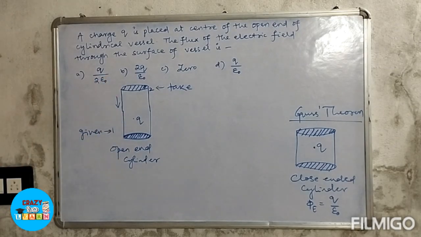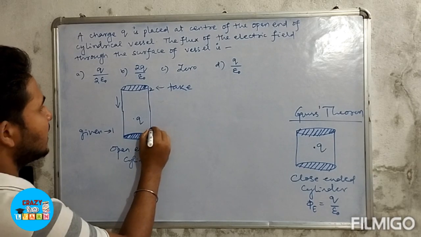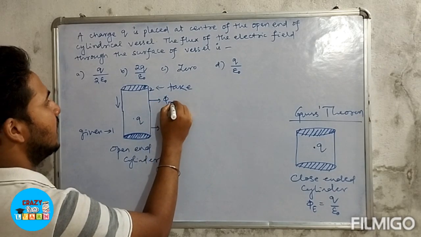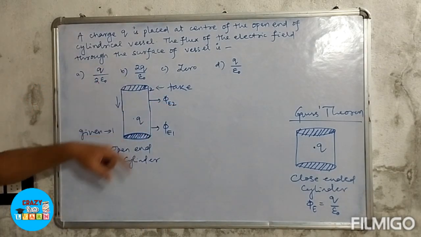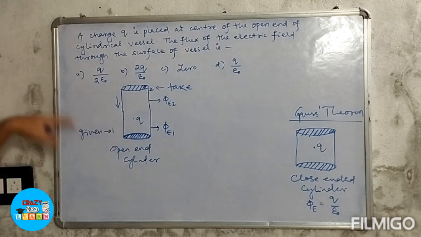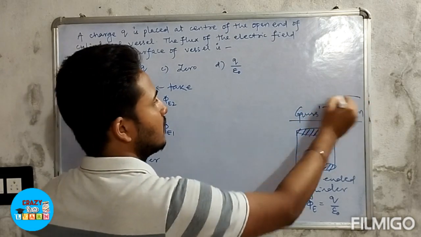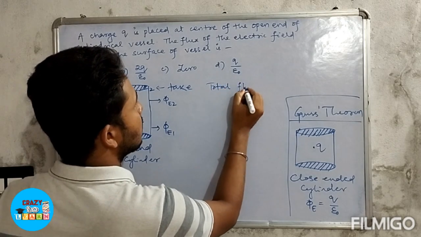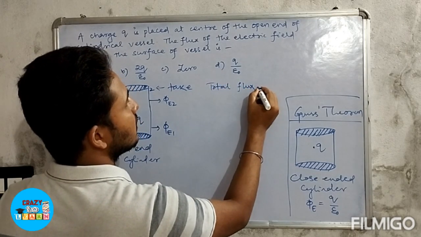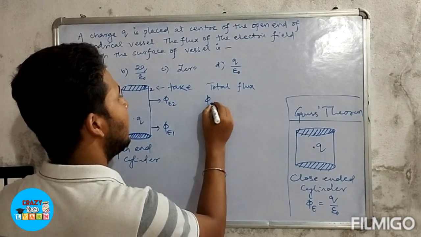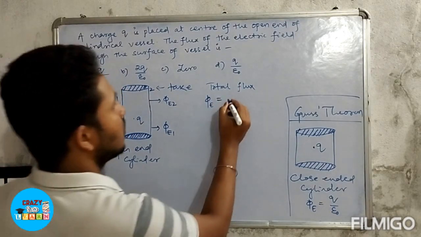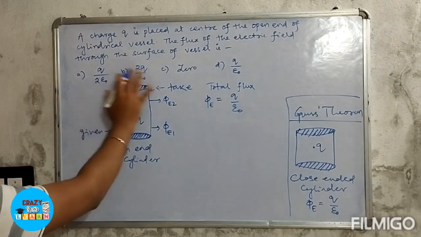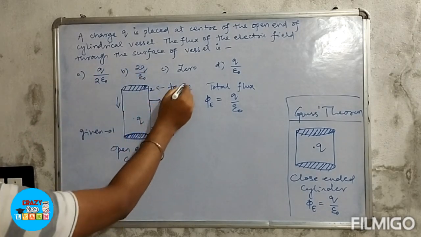Yes or no? Let us think that the flux linked with this is phi E1 and flux linked with this is phi E2. And what is the total flux linked with the system? What is the total flux? Total flux, you take phi E is equal to Q by epsilon naught, because now the total flux is the total flux linked with the system, the total system.